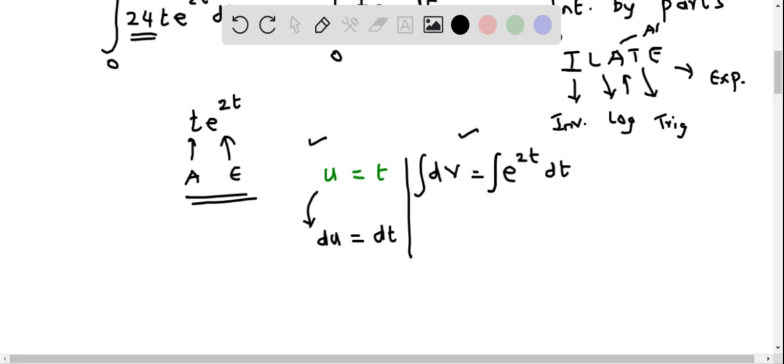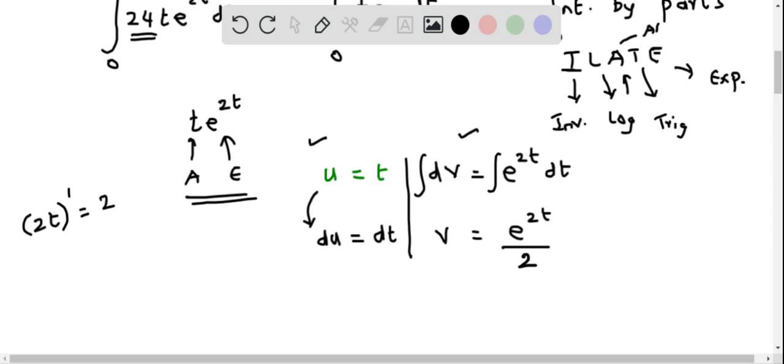So the integral of dv is v, and the integral of e raised to the power of 2t is e raised to the power of 2t divided by the derivative of 2t with respect to t, which is 2, because 2 times the derivative of t, which is 1, is basically 2. So we have to divide by that derivative of 2t. We don't have to put the integration constant here, since it is a definite integral.